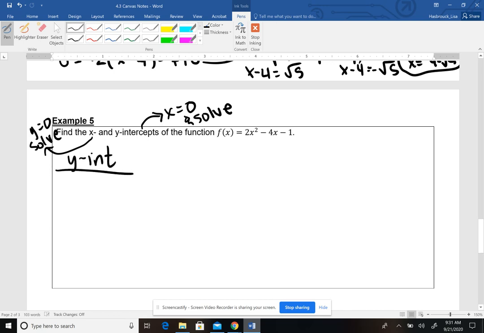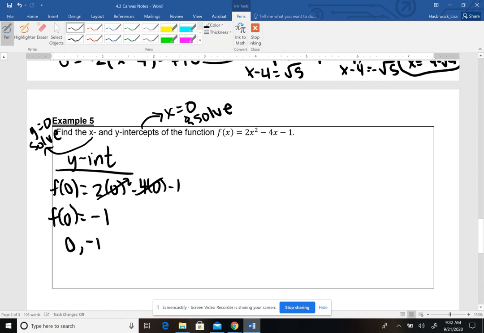To find the y-intercept, I make x equal to 0. So I'm going to say f of 0 equals 2 times 0 squared minus 4 times 0 minus 1. Well, 0 squared is 0. 0 times anything is 0. So notice this will go away, and we have a negative 1. So this tells me when x is 0, my y is negative 1. That is my y-intercept.